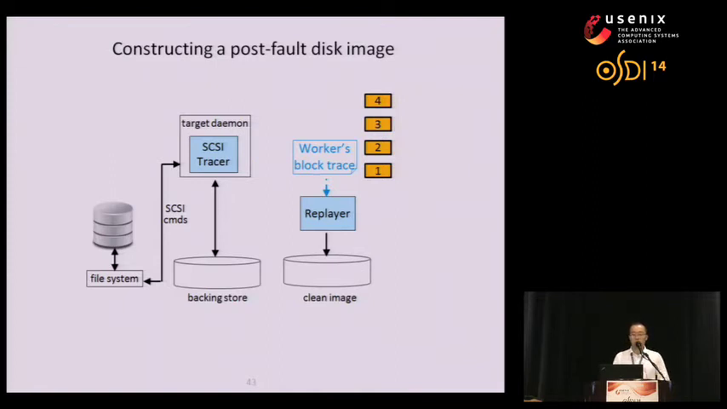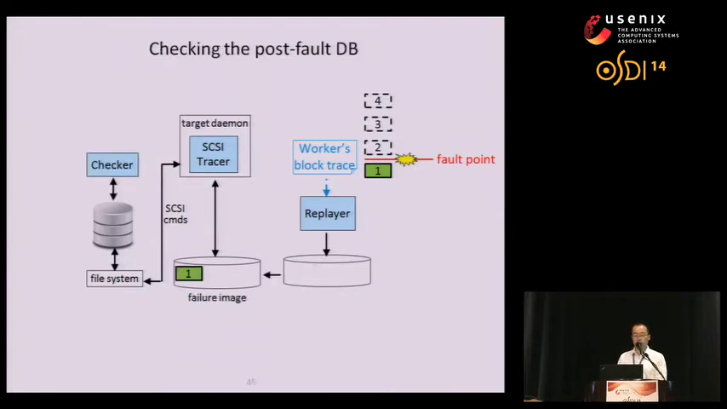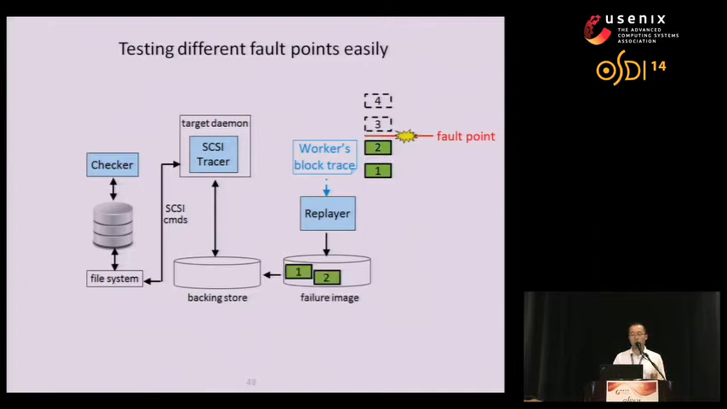After getting the trace, we create a post-fault disk image by selecting a fault point and replaying all of the minimum block operations before the fault point. To check a post-fault database, we use the failure image as a backing store of iSCSI and allow the file system and the database to perform self-recovery and then check the recovered table. The record and replay system allows us to test different fault points easily. As you can see, this is a very fine-grained and thorough testing in that we exhaust every possible power fault point under a given workload.